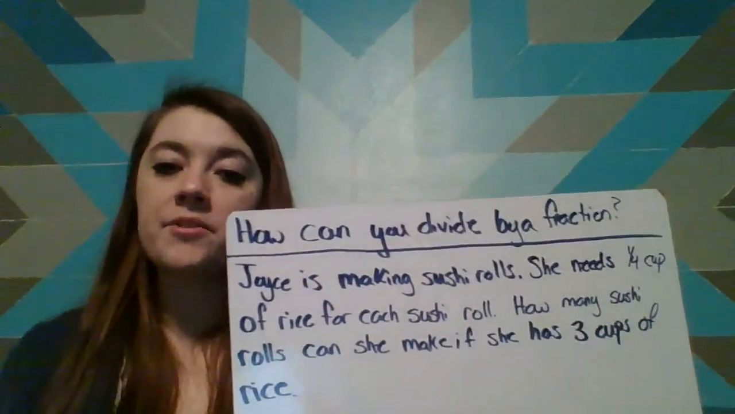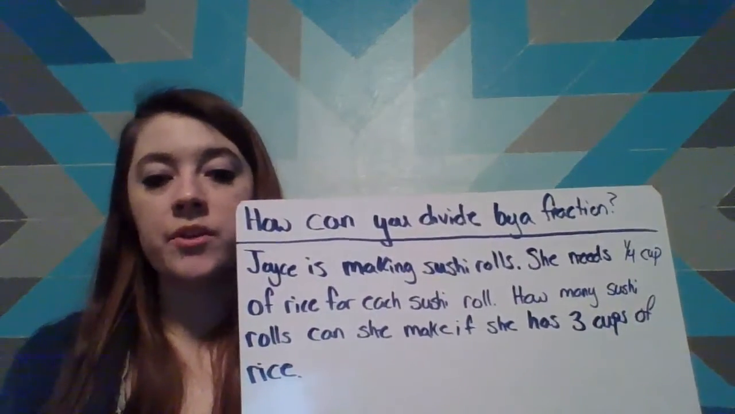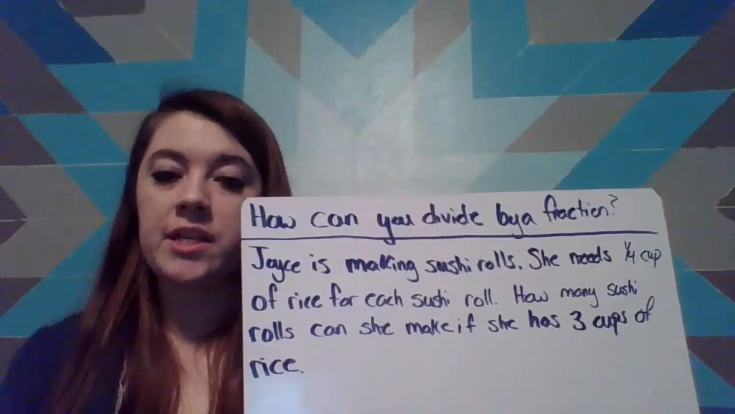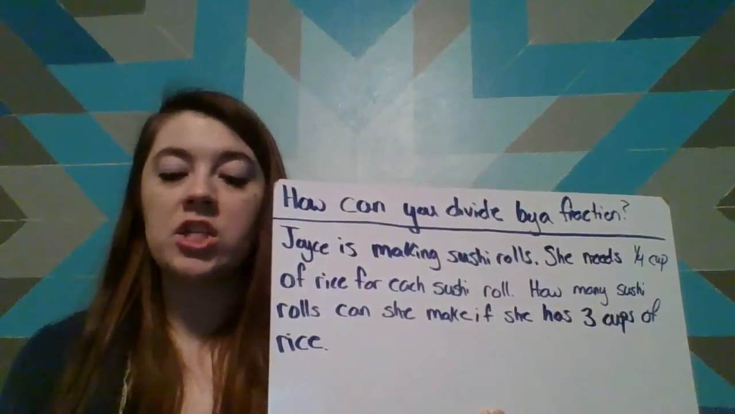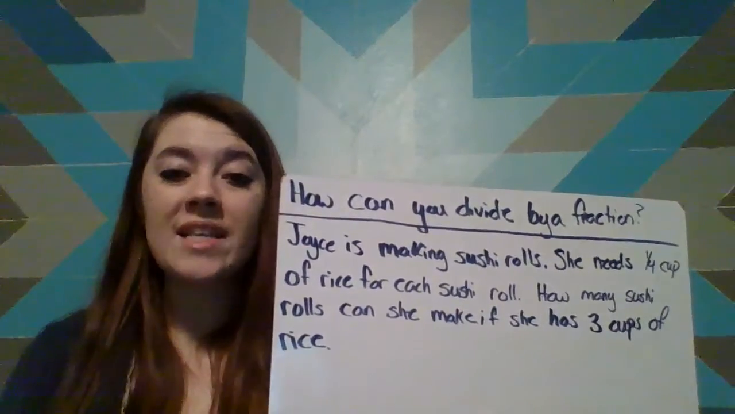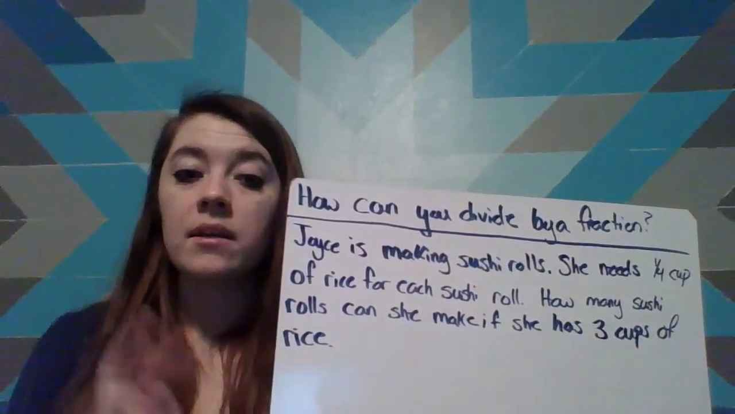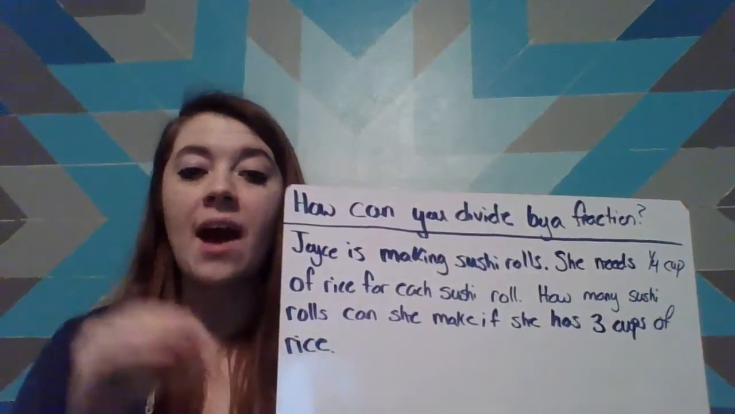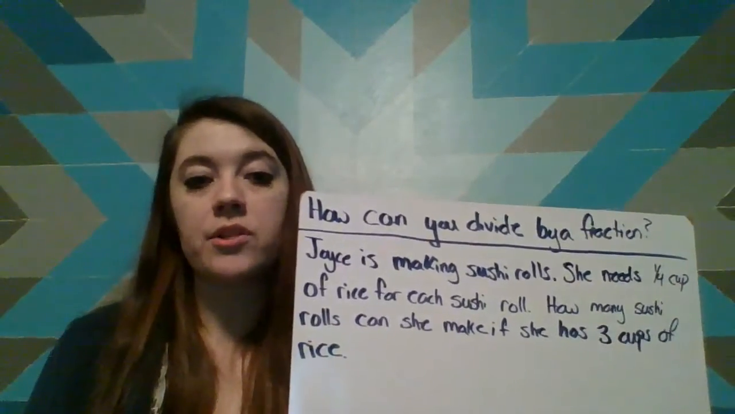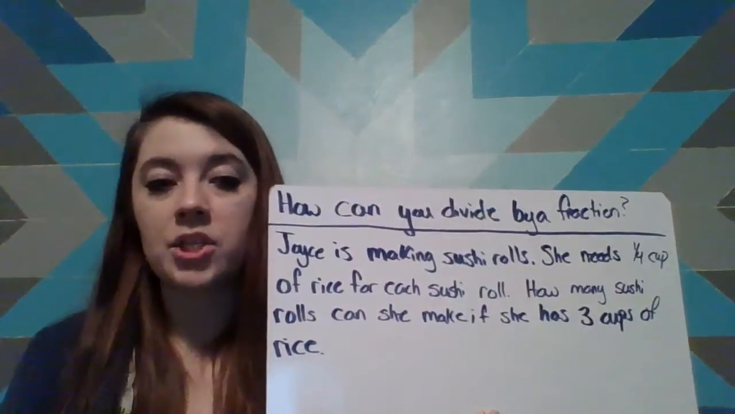Alright, so how can you divide by a fraction? Joyce is making sushi rolls. She needs 1/4 cup of rice for each sushi roll. How many sushi rolls can she make if she has 3 cups of rice? So we're taking that 3 cups, and we need to divide it into 1/4 to find out how many possible sushi rolls she can make with the amount of rice that she has.